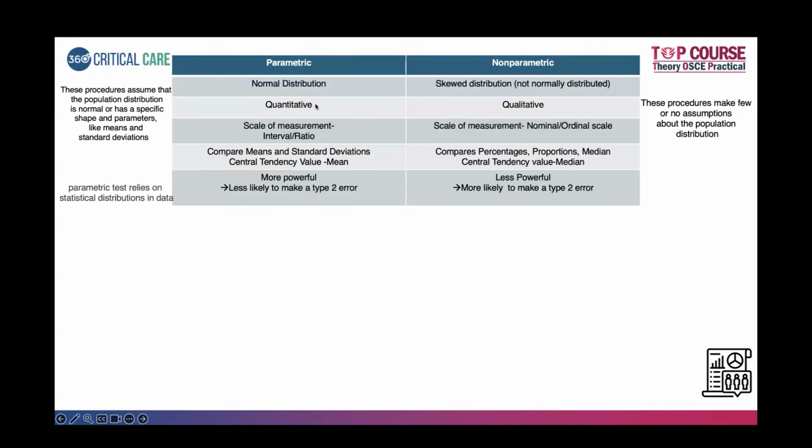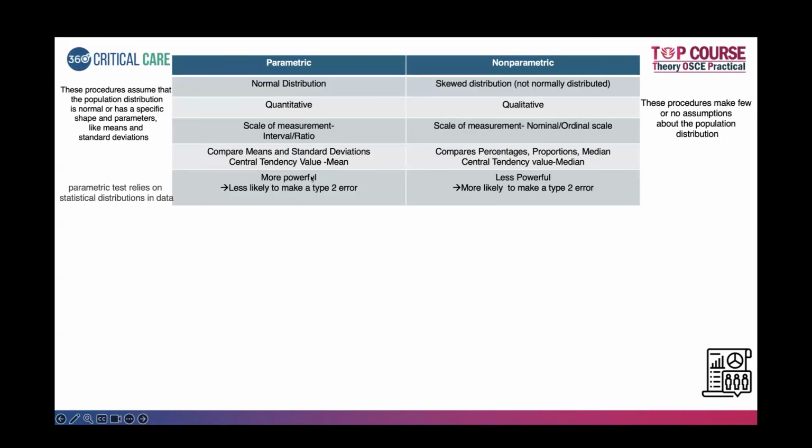As I mentioned here, parametric tests are based on a normal distribution. They are quantitative, that is, they are based on continuous data, which can be either intervals or ratios. Like I said, ratios will have an absolute zero. Intervals will go from negative to positive. And they compare means and standard deviations, and the main value they take for consideration, that is the central tendency value, is the mean.